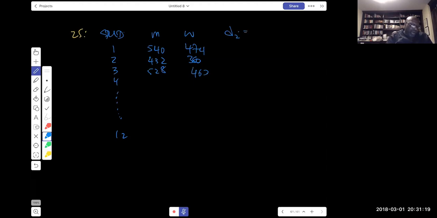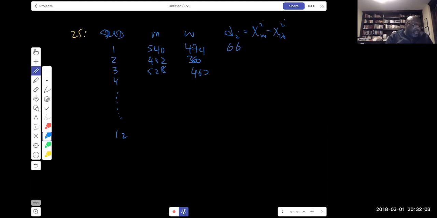In this case, what I like to do is look to see which values are bigger and take the smaller one from the bigger one, because I don't like working with negative numbers. It looks like the math scores seem to be generally bigger, so my differences will be math minus writing. So for each one of them, the first one is 540 minus 474. You have 26 and 40. That looks like 66, I believe. Yes, that's a 66 difference.